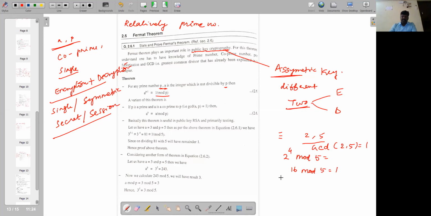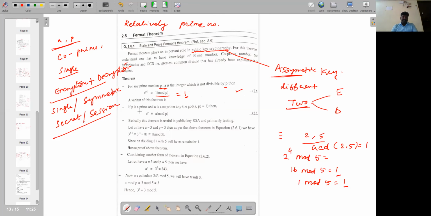What is this 1 mod p? 1 mod 5 gives 1. So both these are congruent and equal. So a power p minus 1 is congruent to 1 mod p, which gives the remainder 1. I hope this is clear. This is the first theorem, the first equation based on Fermat's theorem.